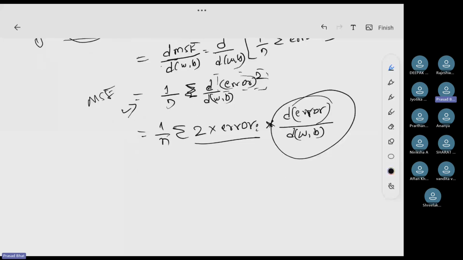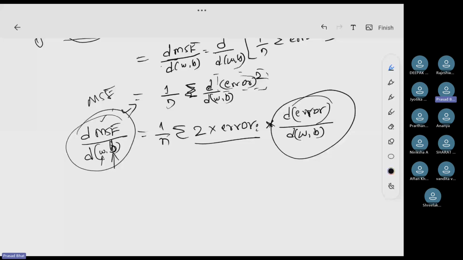Understood so far? It is d MSE with respect to d W comma B. Now the problem here is W and B are two independent variables, right? Then how do we find out this particular derivative? We cannot change W and B simultaneously, right? There's a problem there because both are independent. So in such situations, what do we do? We simply first find out the effect of W on MSE, and again we will find out the effect of B on MSE independently, and then we put together the result that we get.